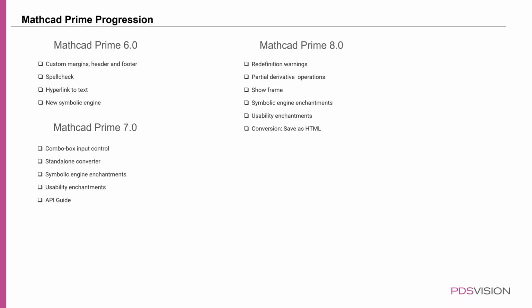The moment when they brought Prime 7, they made Mathcad 15 obsolete, unfortunately, and all the other Prime versions until 7. In 7, they came with the combo box input control, they brought the API guide, and they enhanced the symbolic engine. On Prime 8, they redefined the warnings a little bit. You can see now they show the frame, and you can convert the document to HTML.